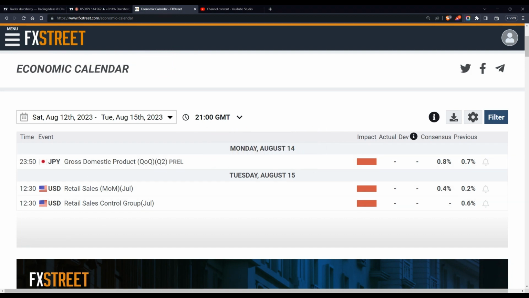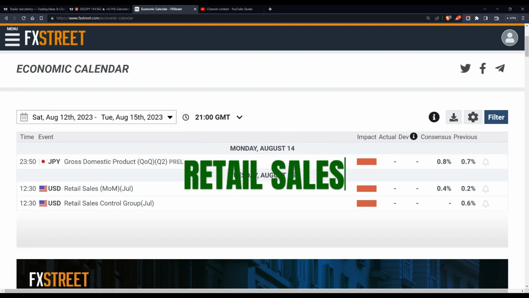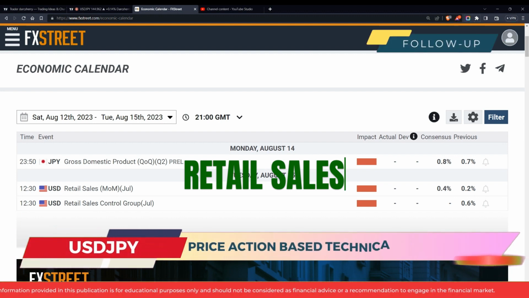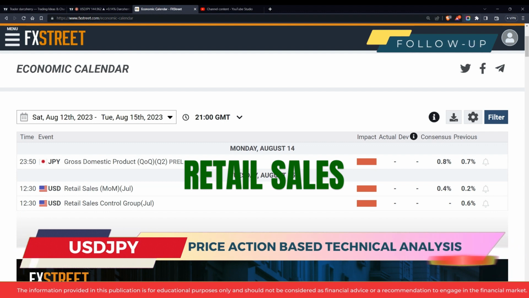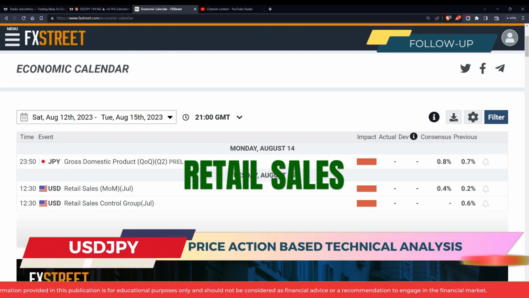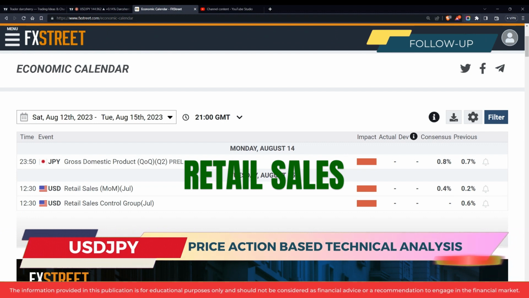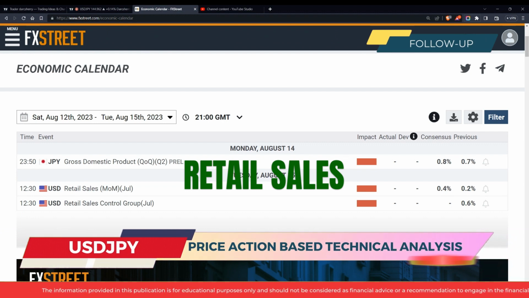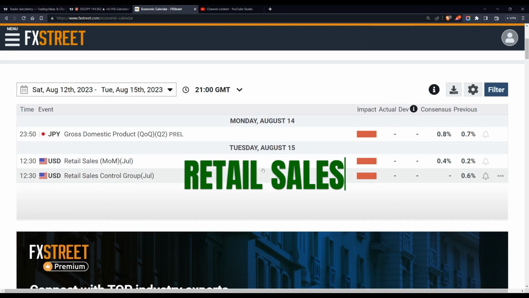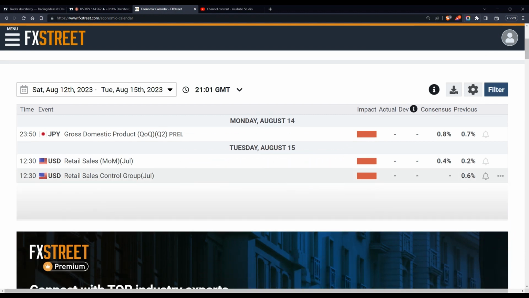Then on Tuesday, August 15th, we have the retail sales, which measures consumer spending on goods, indicating the health of consumer demand and economic activity. And of course, high retail sales suggest strong consumer confidence and economic growth, potentially boosting the currency and stock market. So these are the major high impact events we are going to be looking forward to this week.